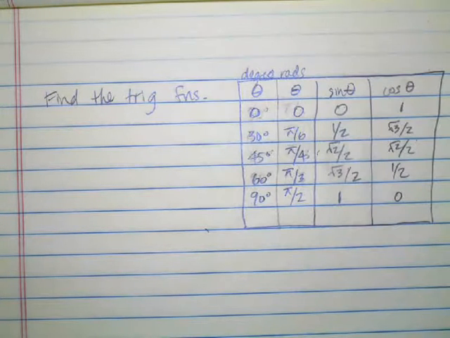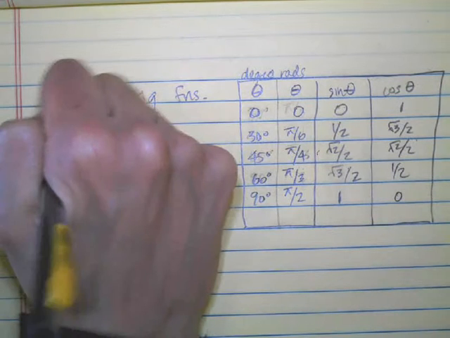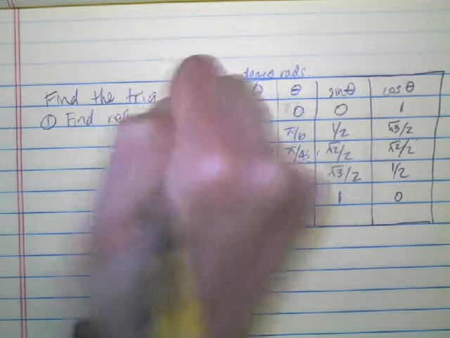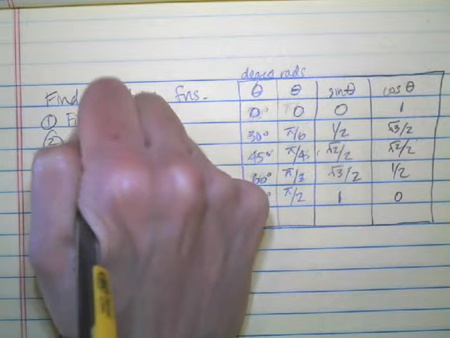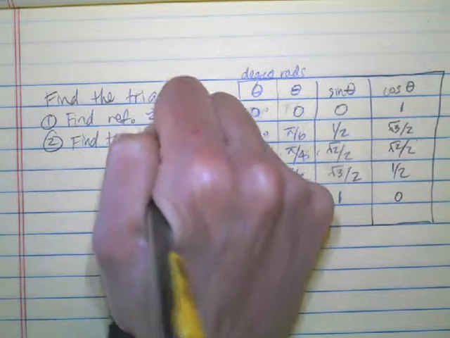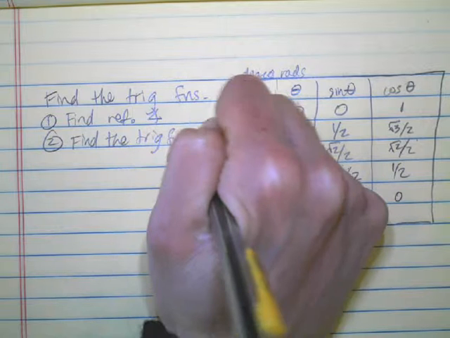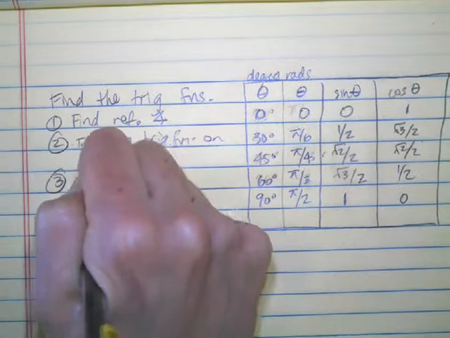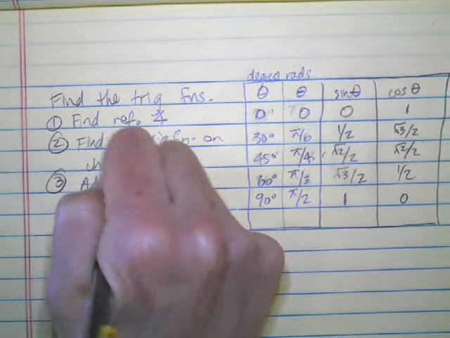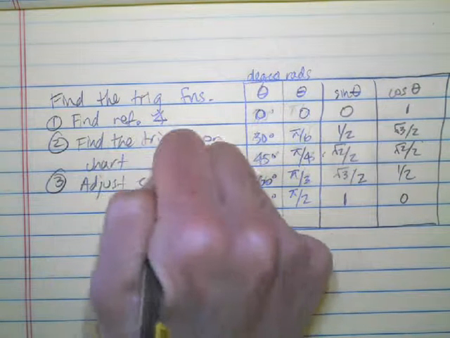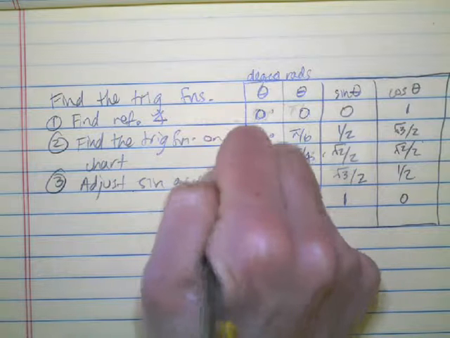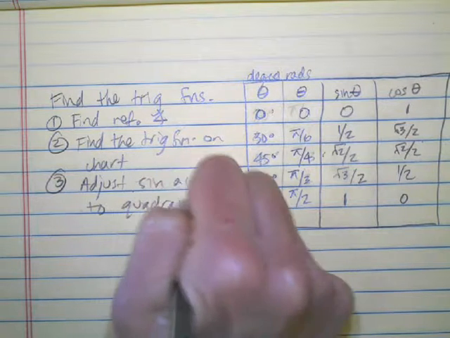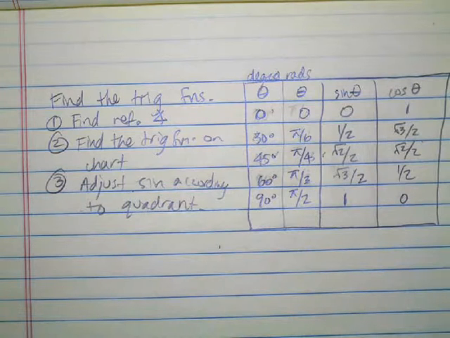Okay, so when we find trig functions, there are 3 steps. One is to find the reference angle. 2 is to find the trig function on the chart. And 3 is to adjust the sign according to the quadrant. So, we're going to do a couple of these.